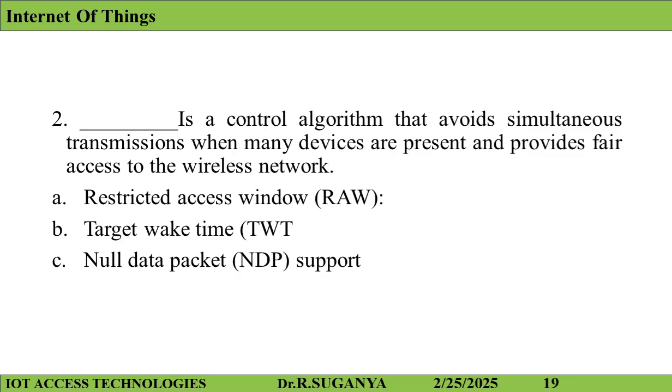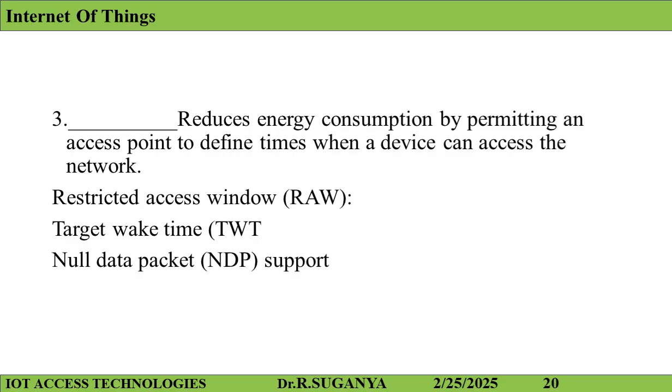It is a control algorithm that avoids simultaneous transmission when many devices are present and provides fair access to the wireless network, and which reduces energy consumption by permitting an access point to define times when a device can access the network.